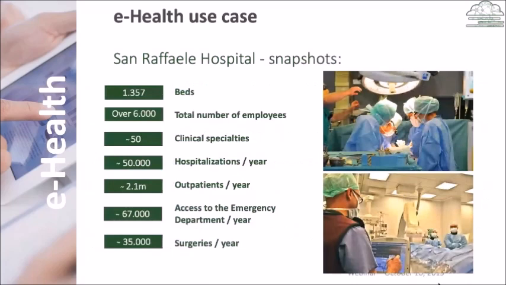Some snapshot regarding our hospital. We have 1,357 beds, over 6,000 employees, 50 clinical specialties. This means almost all the clinical specialties. We have 50,000 hospitalizations every year, more or less 2 million outpatient activities, including blood tests and other kinds of performances. We have 67,000 accesses to the emergency department every year, and 25,000 surgical operations every year. And these are the numbers of hospitals in the category of the big hospitals.